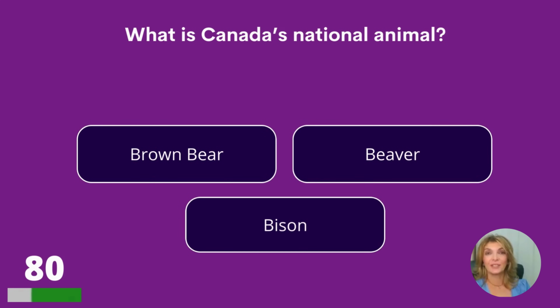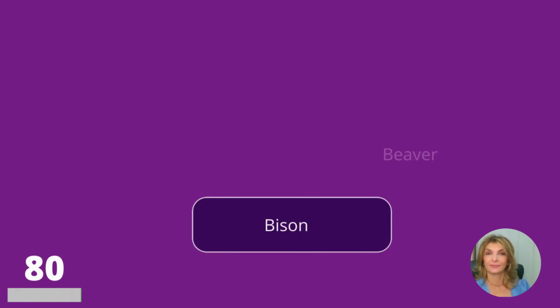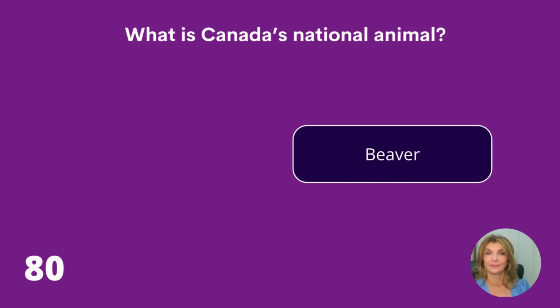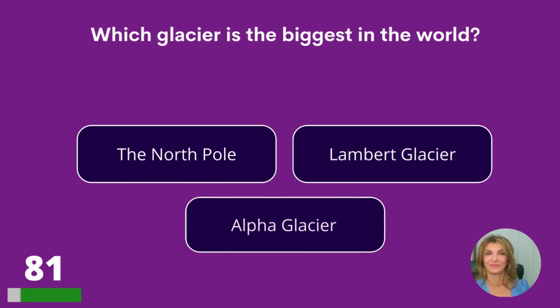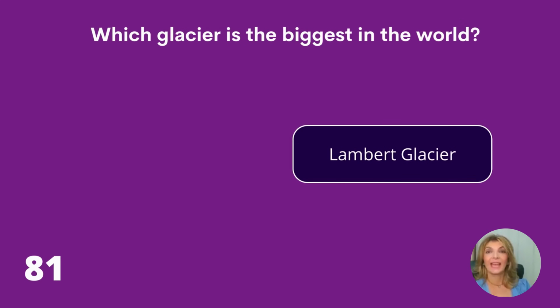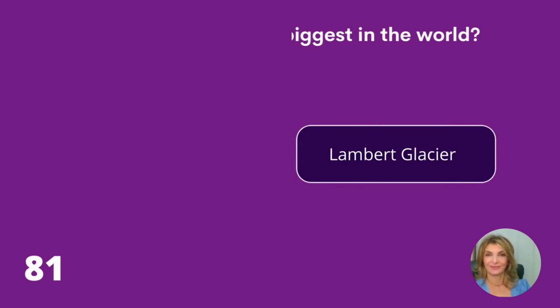What is Canada's national animal? The brown bear, the beaver, or the bison? The beaver. What glacier is the biggest in the world? The North Pole, Lambert Glacier, or Alpha Glacier? Lambert Glacier.